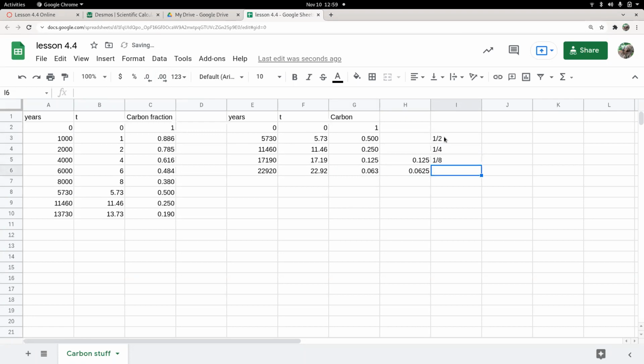1/8, and then we get 1/16. And you may be asking, why is he typing those quotes there, that apostrophe? The reason is if I type 1/8, the computer is going to think that's January 8th, not the fraction 1/8. And the apostrophe tells it, knock it off.